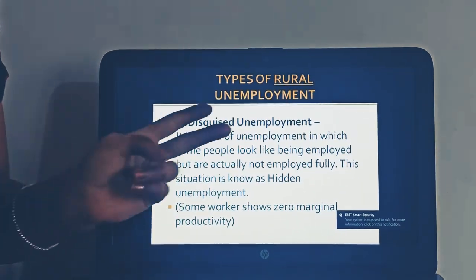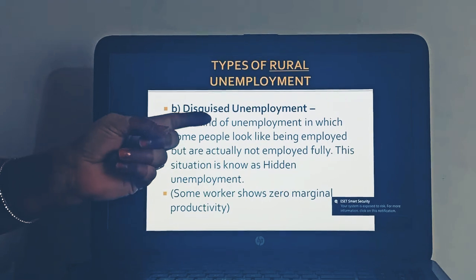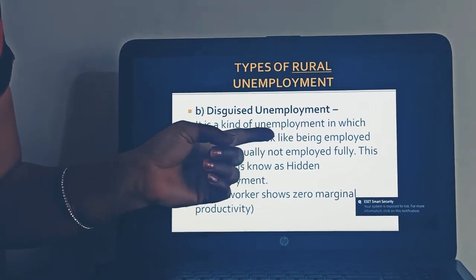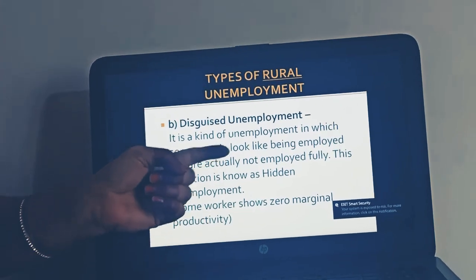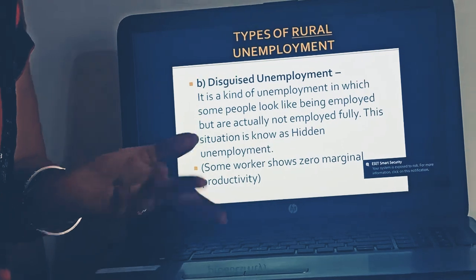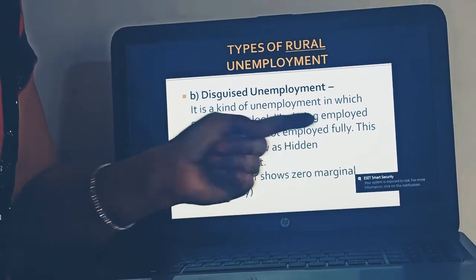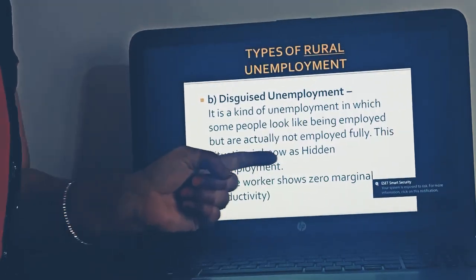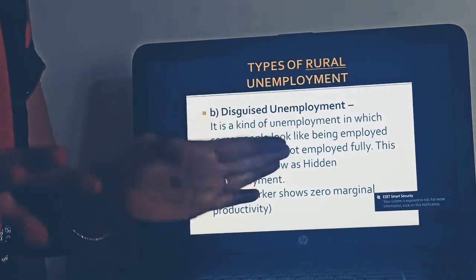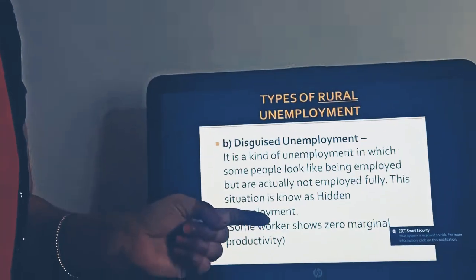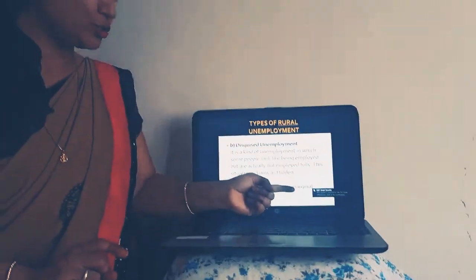The second one is disguised unemployment. Now it is a kind of unemployment in which some people look like they are employed, but actually they are not employed fully. They only look like employed but are not employed fully. This is known as hidden unemployment because they are hiding that they are employed, but actually they are unemployed. Some workers show zero marginal productivity.